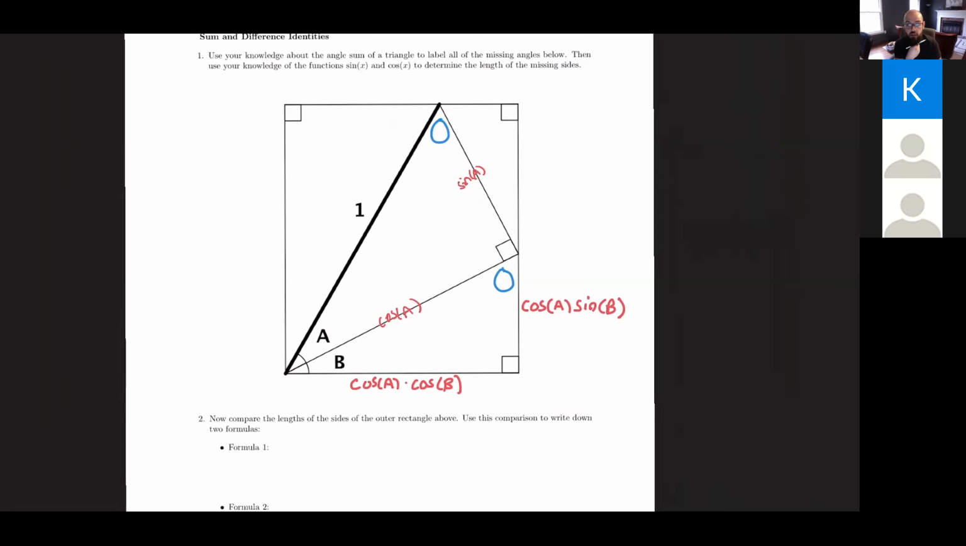So remember, we don't have numbers here, but what do we know about the angle sum of triangles? We know that they should add up to 180. So I should be able to figure out what goes up here, right? So if this angle was X, what I should have is that A plus 90 plus X is equal to 180. Okay, so if I solve this equation, subtracting 90 from both sides, A plus X gives me 90. And so that angle has to be 90 minus A.